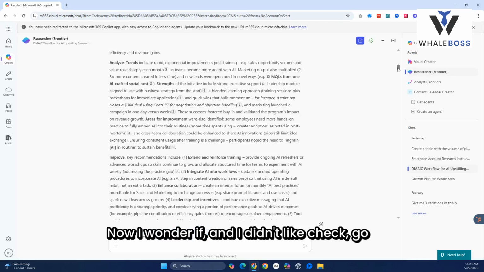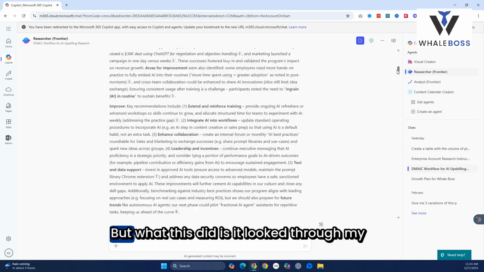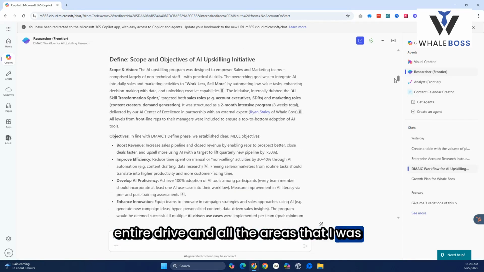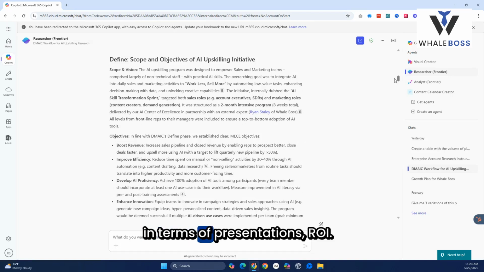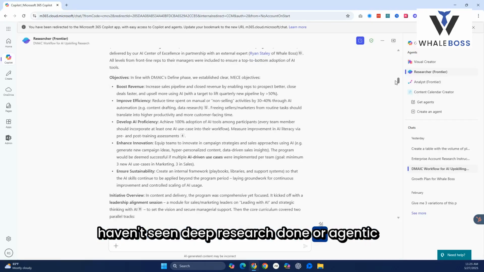Now, I wonder if, and I didn't go back and check it, but basically say, don't use my data, only use external data. But what this did is it looked through my entire drive and all the areas that I was leveraging in terms of presentations, ROI, and I was impressed with this aspect of it because I haven't seen deep research done as an agentic use case.